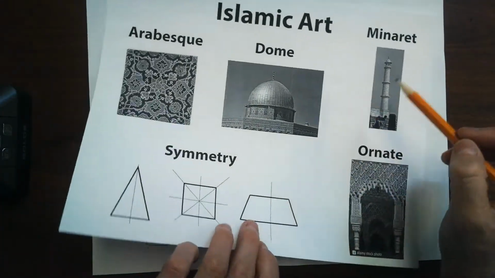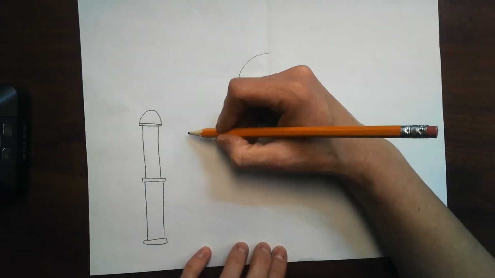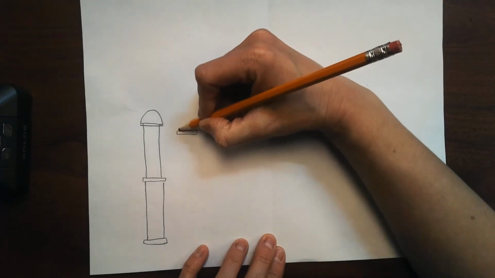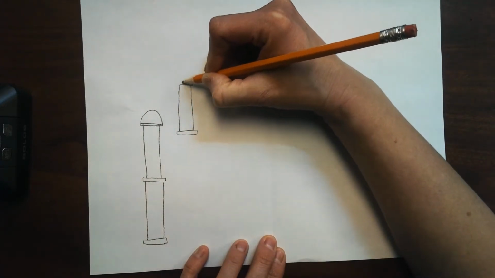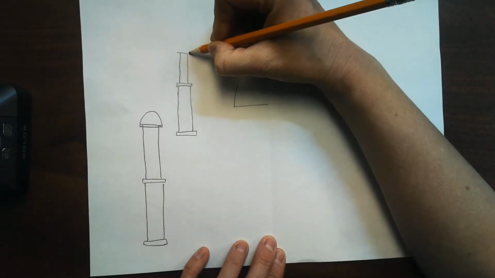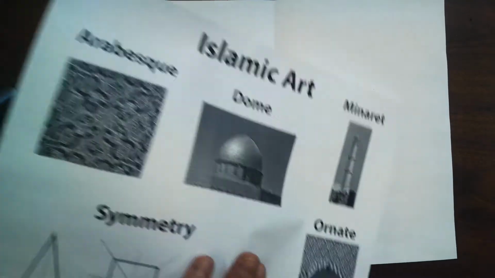Then I'm going to do another minaret just because, but this minaret's going to be further in the distance, so I'm going to make it smaller, I think. Because remember, as things go back in space, they look smaller. With a tiny dome on top.